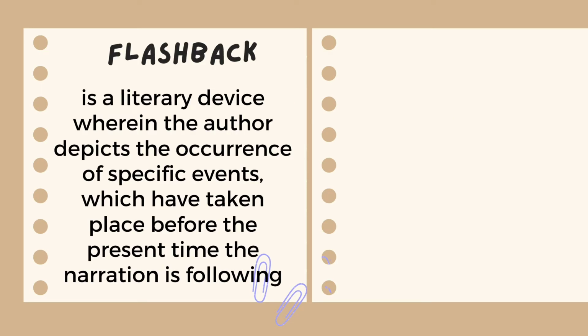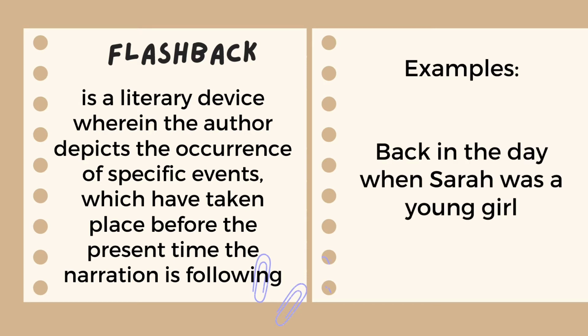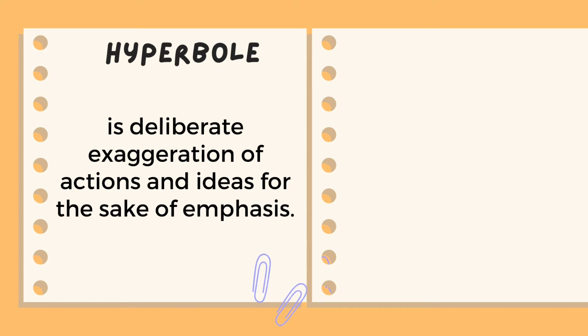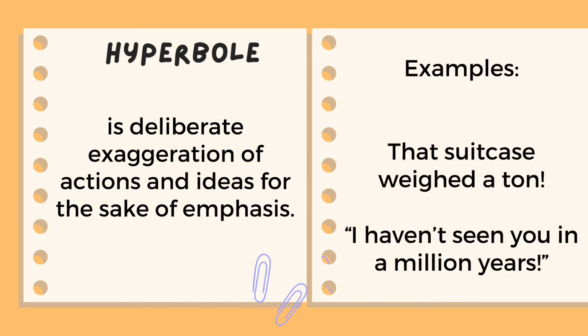We also have flashback. It is a literary device wherein the author depicts the occurrence of specific events which have taken place before the present time the narration is following. For example, back in the day when Sarah was a young girl. Then, hyperbole. It is deliberate exaggeration of actions and ideas for the sake of emphasis. For example, that suitcase weighed a ton. Another example, I haven't seen you in a million years.